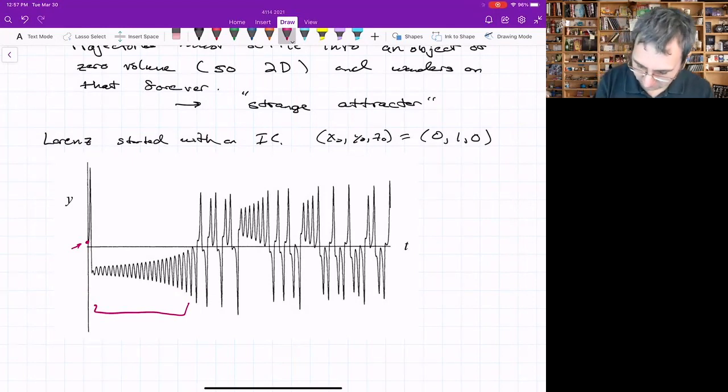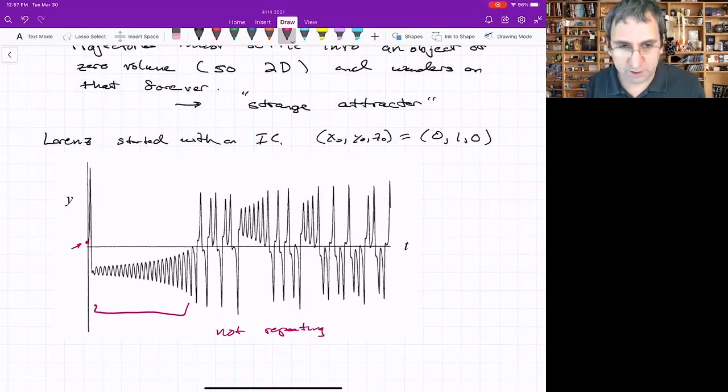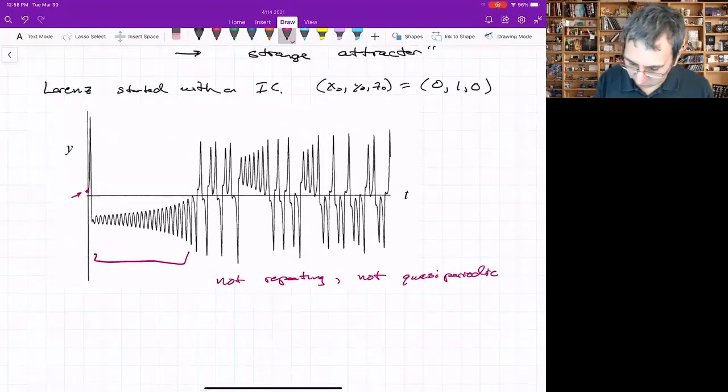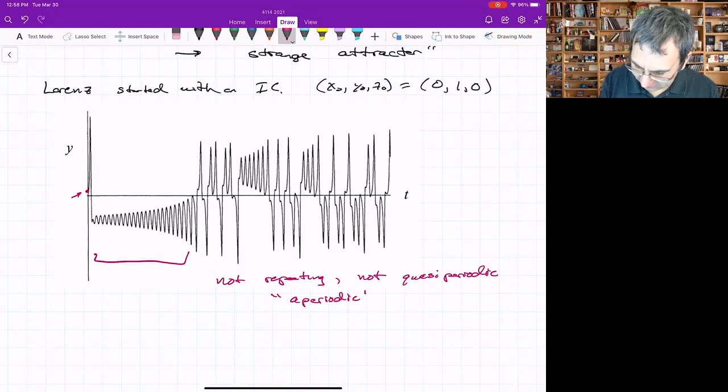So it's not repeating. It's also, according to the arguments above, not quasi-periodic, meaning if you were to do some Fourier analysis of it, you're not going to find a peak at two frequencies, omega 1 and omega 2. So we describe this behavior as a certain type of aperiodic. The common sense term is it's chaotic.